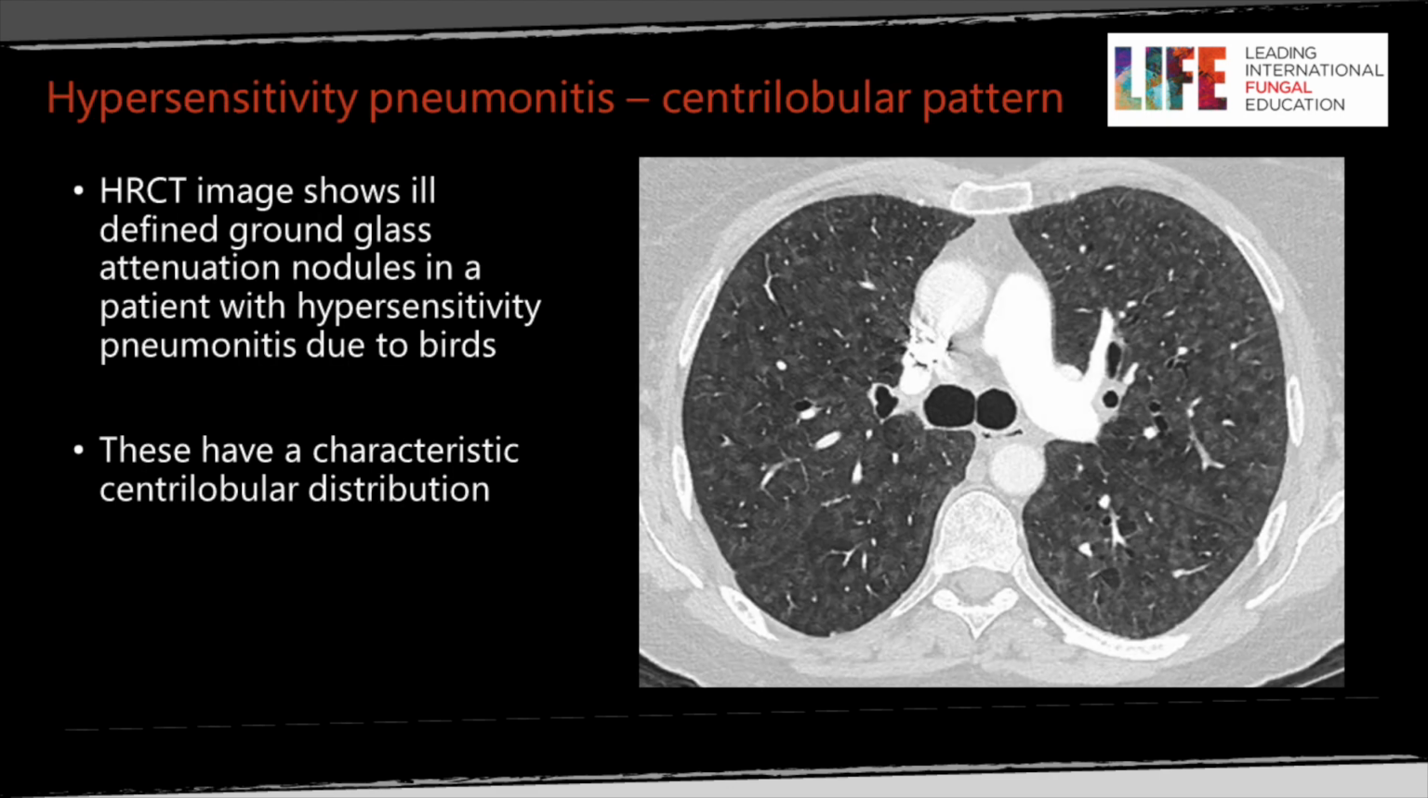Here is a patient who has a hypersensitivity to birds. The nodules are really rather more ill-defined areas of ground glass shadowing, sitting centrally within the primary pulmonary lobule, but it still produces a rather ill-defined nodularity across the lungs. A similar pattern is seen in patients with viral pneumonia.